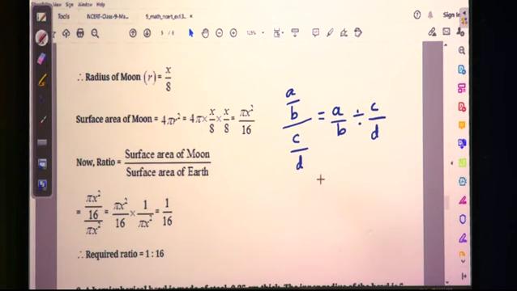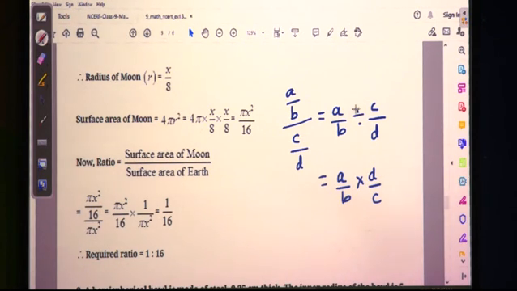For further calculation, what we have to do? We have to keep the first fraction as it is. We are putting a multiplication sign instead of division, and what we are doing? We are reciprocating the second fraction. Means we are taking the reciprocal of the second fraction, inversing it. C upon D becomes D upon C.